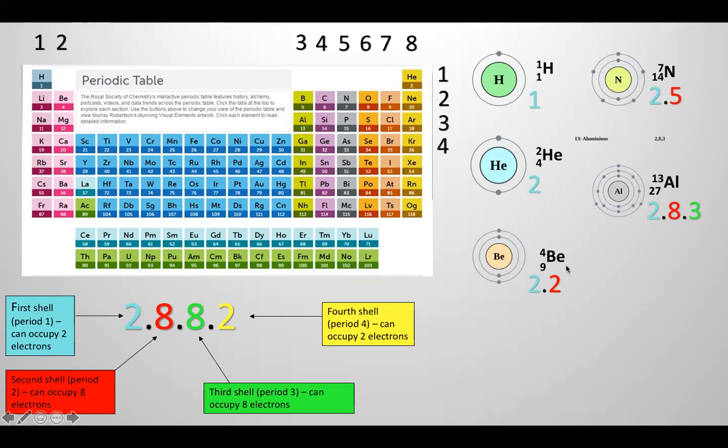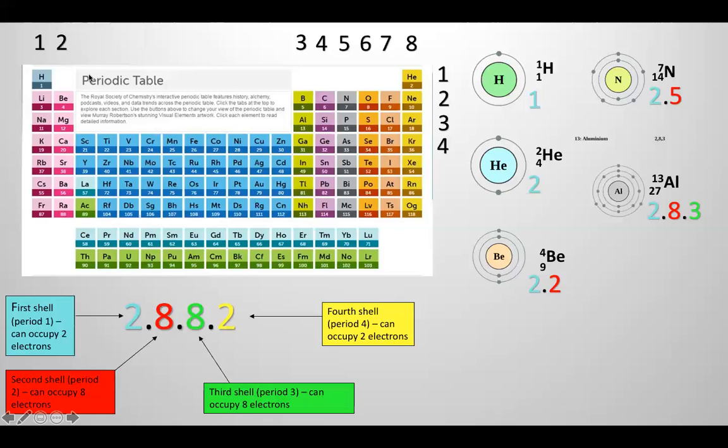Again, we'll try this with beryllium. So 1, 2. The final number is number 2. So it's in period 2 because there are 2 numbers, and it's got to be in group 2 because that's the final number. So if we go to group 2 first, 1, 2, this is period 1 and this is period 2. Oh, would you look at that? We have beryllium again. And you can try that with any of the first 20 elements.